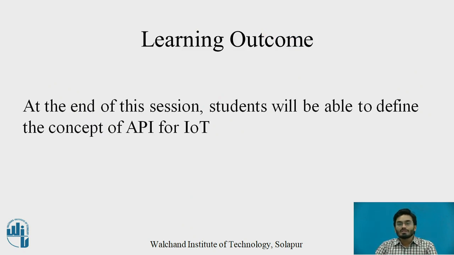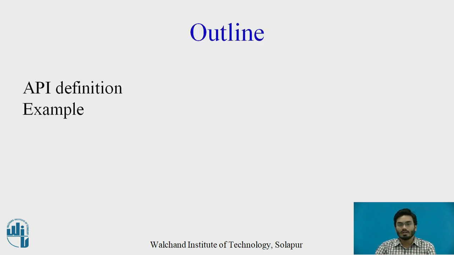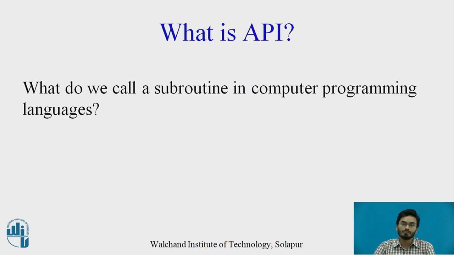By the end of this session, students will be able to define the concept of APIs specifically for IoT. These are the outlines. Let us first go through the definition of an API, and then I'll take you through a quick example just to make you familiar with how an API works in a general scenario. Basically, to begin with, what is an API?